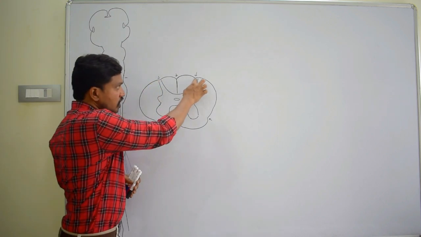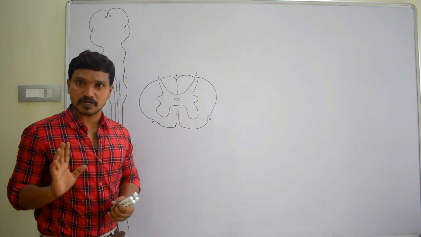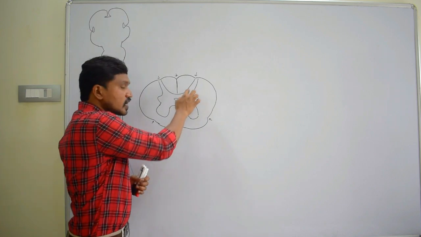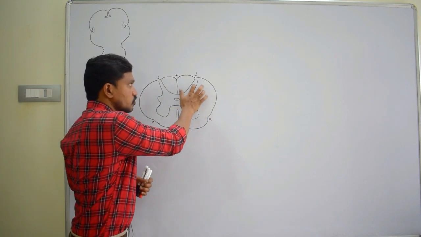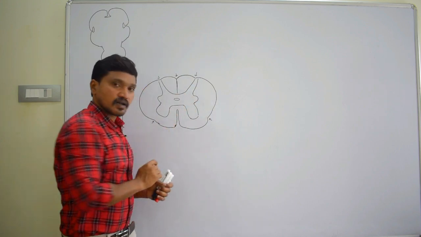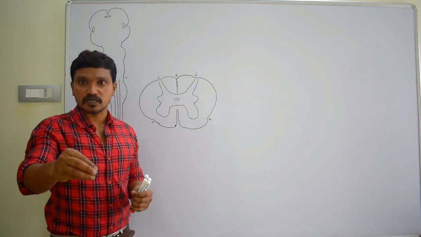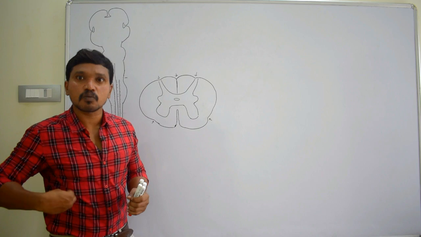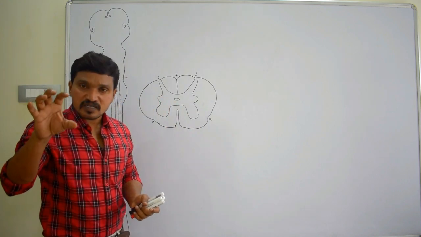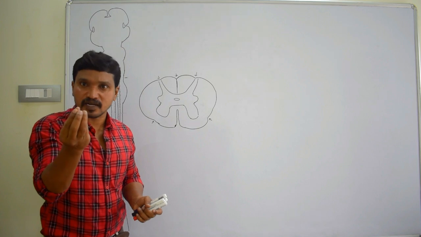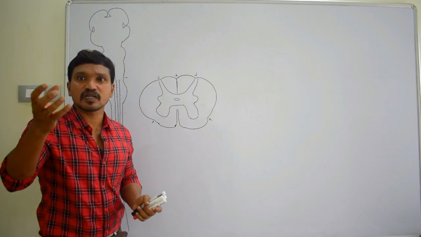In the posterior horn, all sensory neurons are present. That means the neurons which take the sensory information are located in the posterior horn. In the anterior horn, motor neurons are present. The neurons which take the motor information are located here. Those neurons are arranged in masses of grey matter, and for those masses we have given some names.